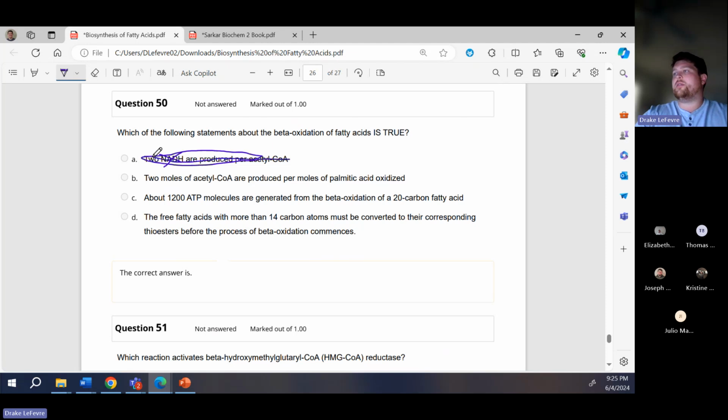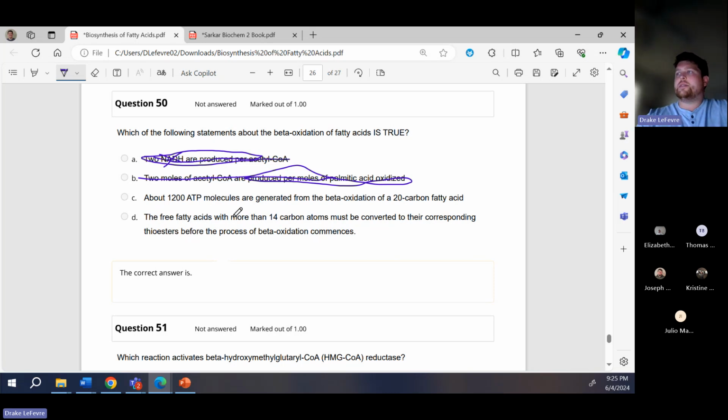See, 2 moles of acetyl-CoA are produced per mole of palmitic acid oxidized. That's not true because palmitic acid has 16 carbons. So how many moles of acetyl-CoA would we produce from a mole of palmitic acid? Exactly, we produce 8. About 1,200 ATP molecules are generated from the beta oxidation of a 20-carbon fatty acid. Typically, he won't ask you specific numbers like that.